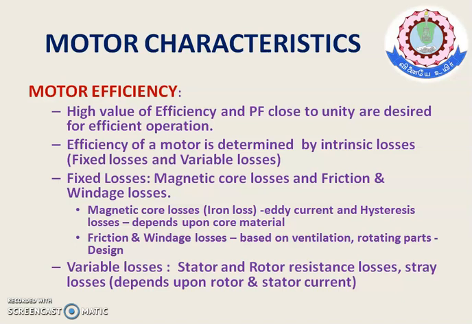Efficiency of the motor is determined by its own losses, that is, intrinsic losses, which will be called fixed losses and variable losses. Fixed losses are created in the magnetic core losses and friction and windage losses. Magnetic core loss is nothing but the other name, which is called iron loss.